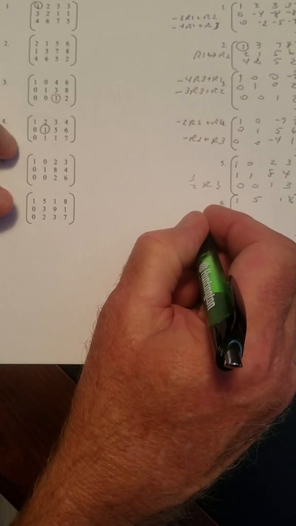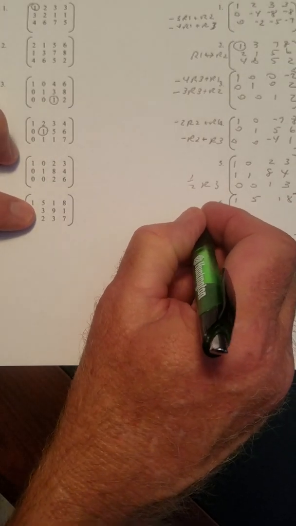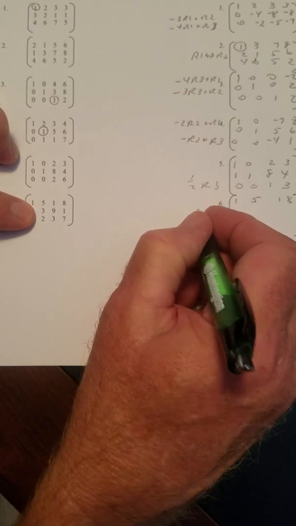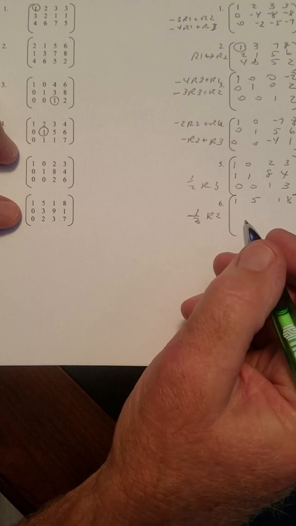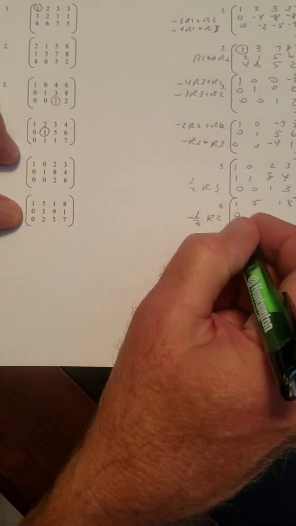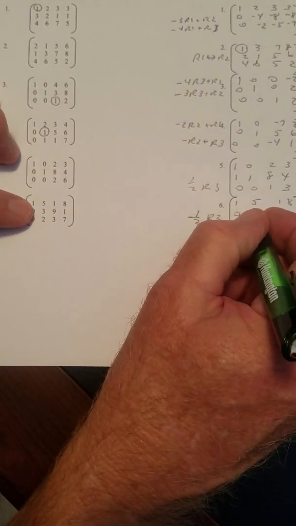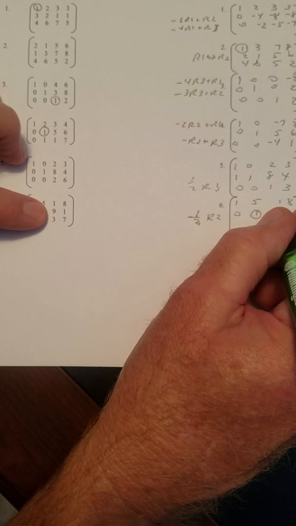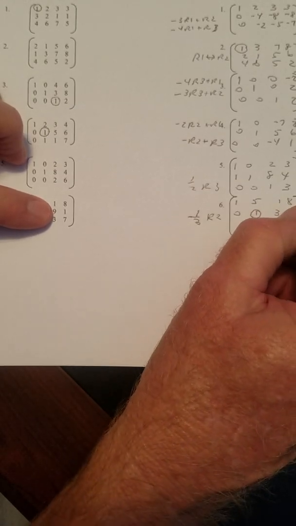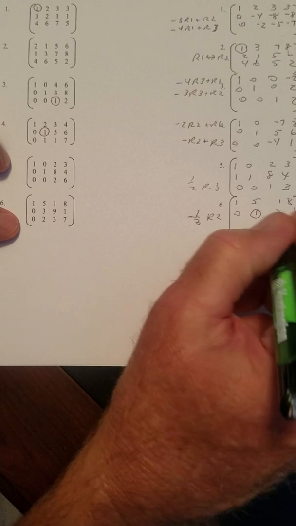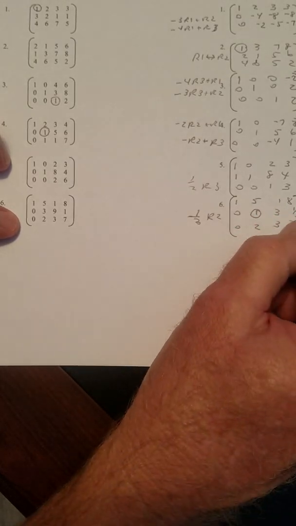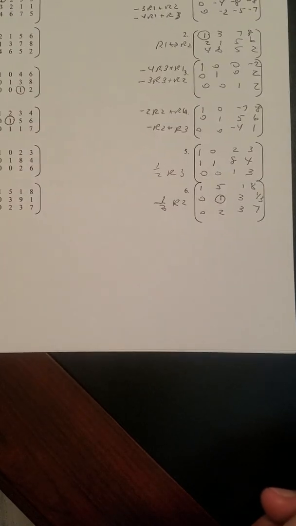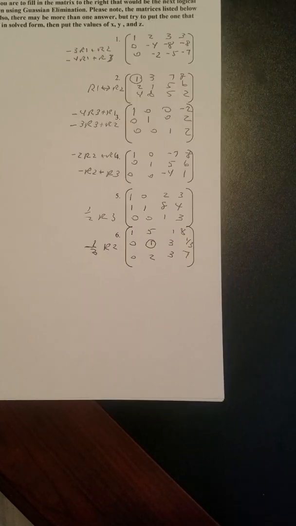So the second row, to get a 1 where the 3 is, I have to take 1/3 of row 2. I almost put negative, I don't know why. 1/3 of 0 is 0. 1/3 of 3 is 1. That becomes my new pivot. 1/3 of 9 is 3. And 1/3 of 1 is 1/3. And the bottom row stays the same. So that's page 1.